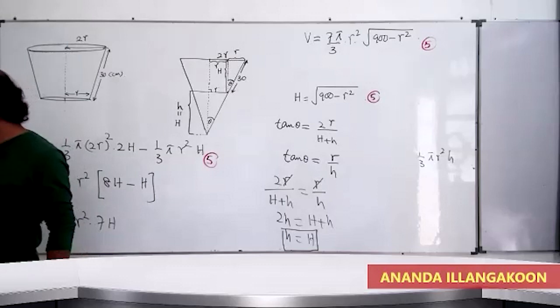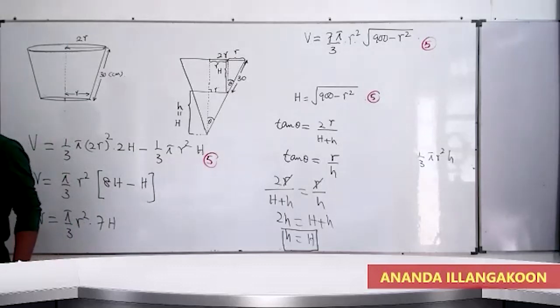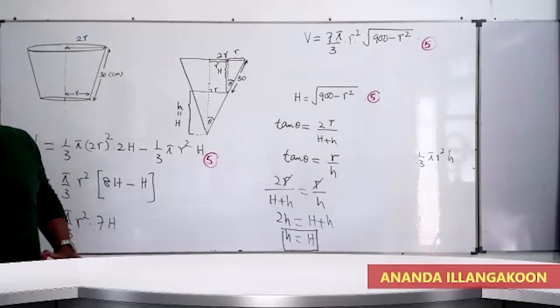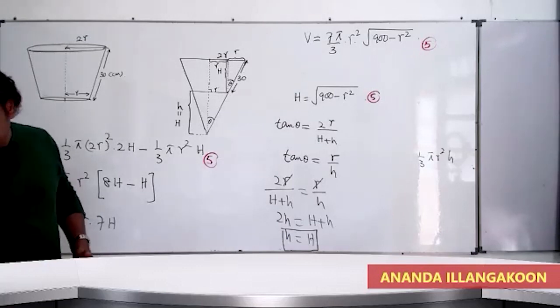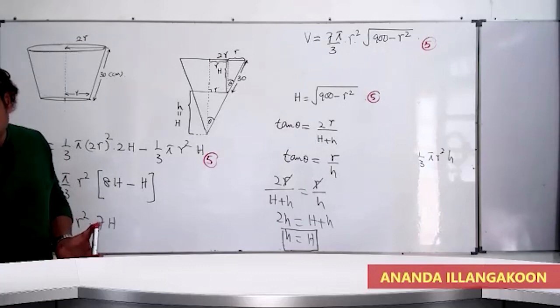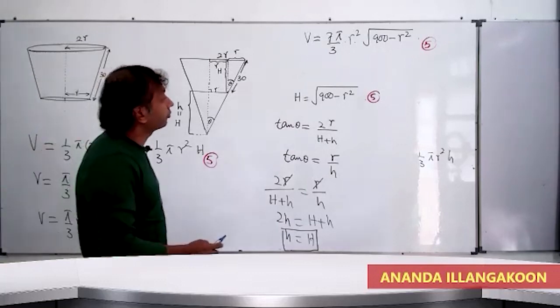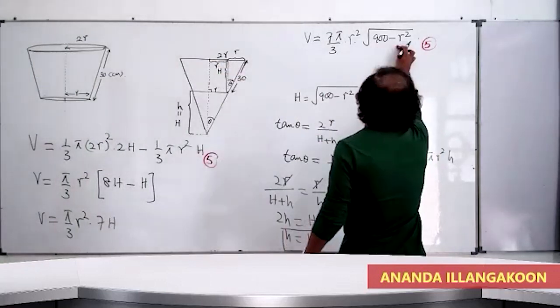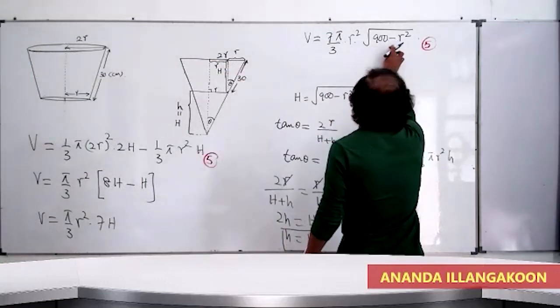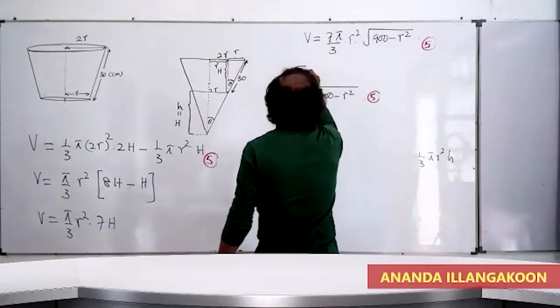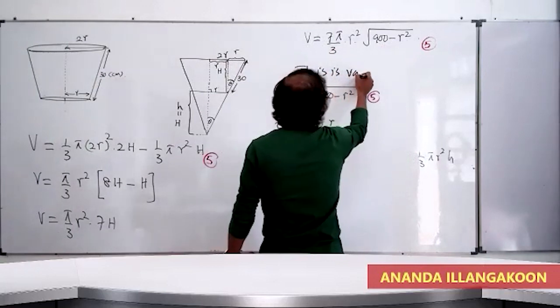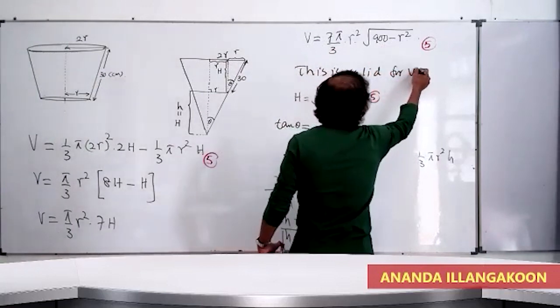Right. Now what is next? This is valid for r greater than 0 and less than 30. What's the reason? It should be positive, no? Volume V cannot be 0. This is valid for V greater than 0.